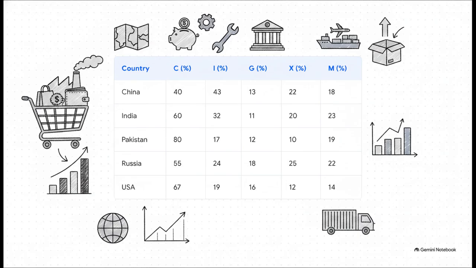Now, what's really interesting about this slide is seeing how different countries rely on entirely different pillars to fuel their economies. Look at Pakistan. A massive 80% of their aggregate demand is predicted to come from regular consumer spending by 2025. Compare that to China, where consumer spending is only 40%, but investment is a towering 43%. Every nation really does have its own unique mix.